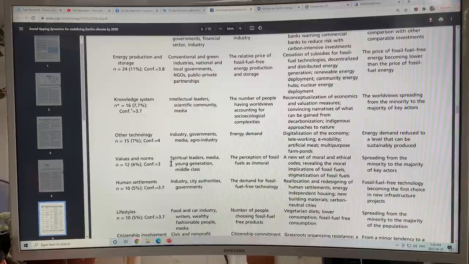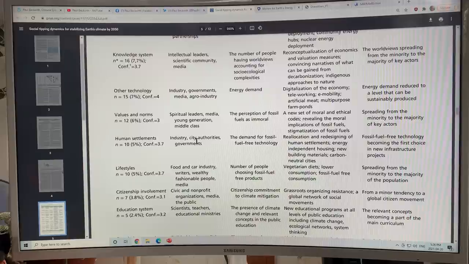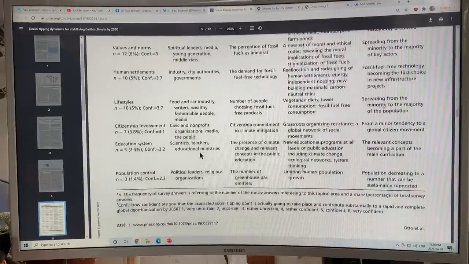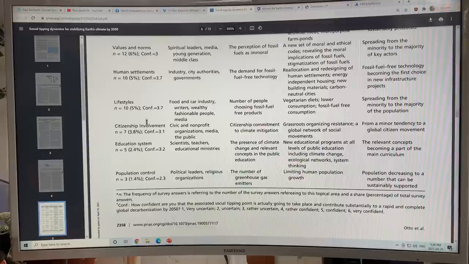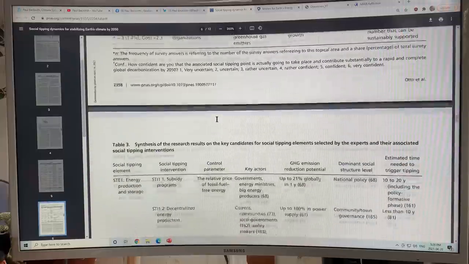And values and norms have to change, human settlement, so cities going fossil free. The whole idea is we've got to get rid of fossil fuels. We've got to go to renewable energies and do it as quickly as possible, and the level of work and effort to maintain life on this planet exceeds anything that we've ever seen in history. Okay, this is the task that we have before us. Lifestyles, citizen involvement, education system. Okay, these are just the things that this think tank came up with.